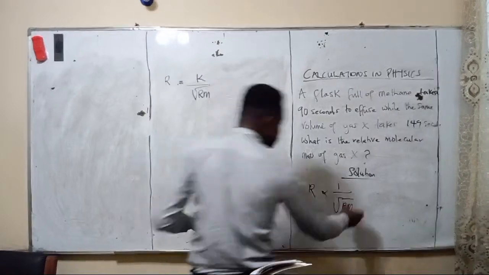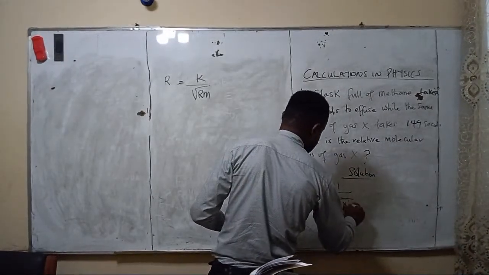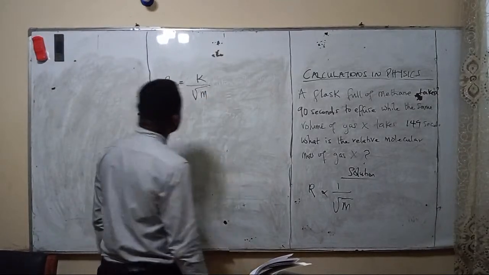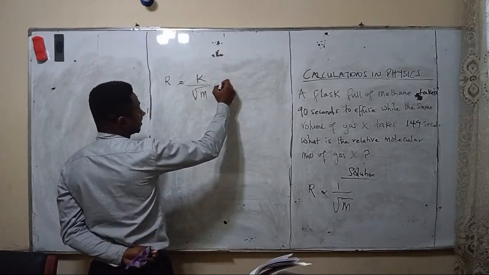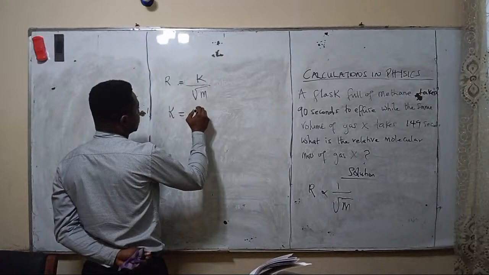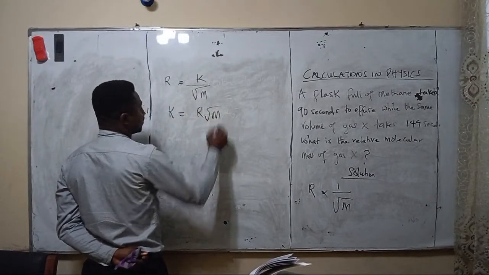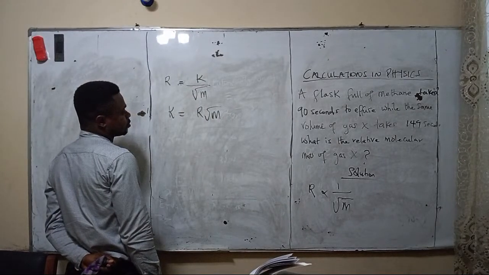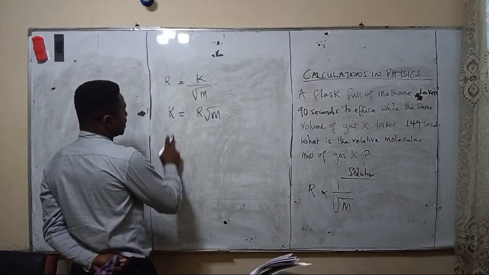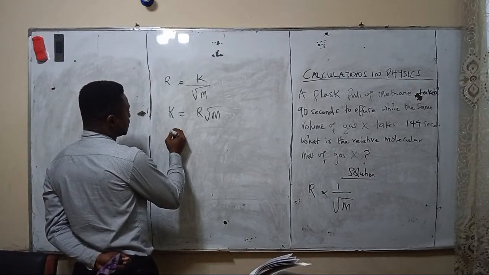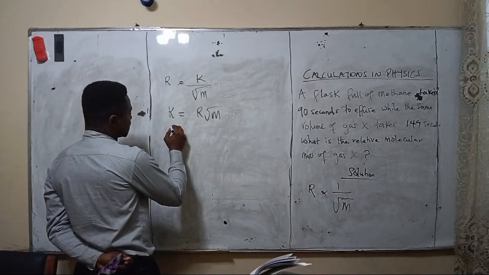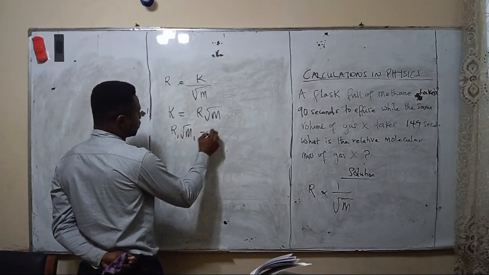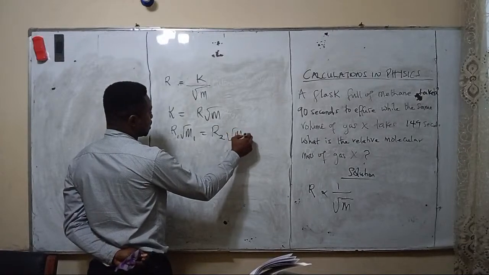Let's just use M as relative molecular mass so it doesn't confuse us with R, which stands for rate. So this implies that K is now equal to R times the square root of M. That's the meaning. So basically we now have that R1 square root of M1 is equal to R2 square root of M2.